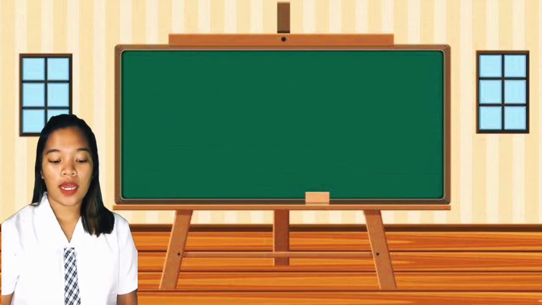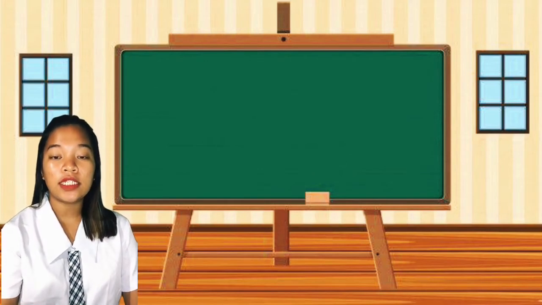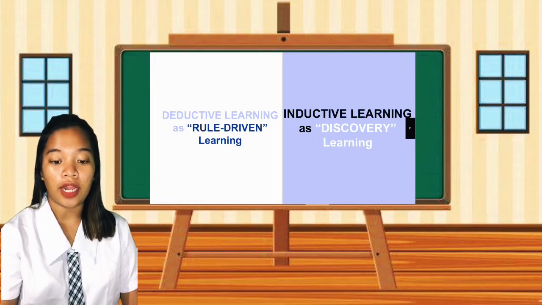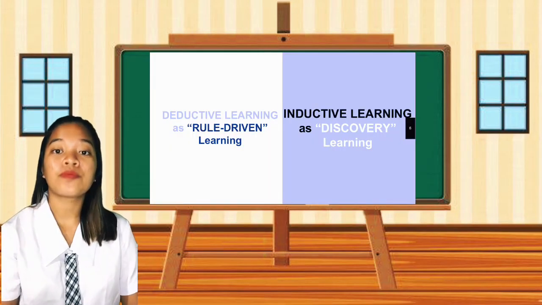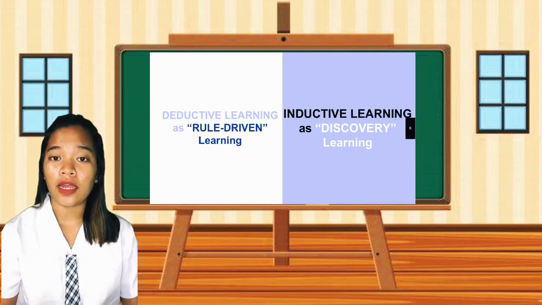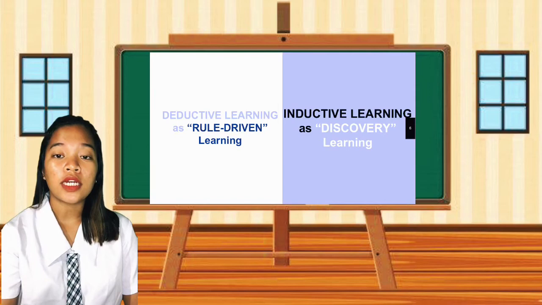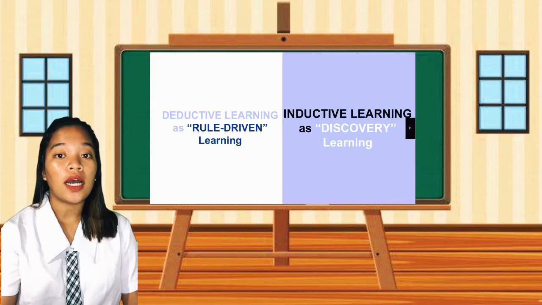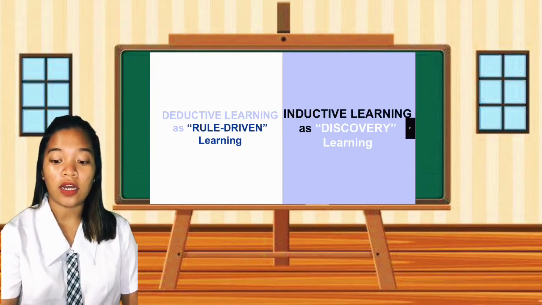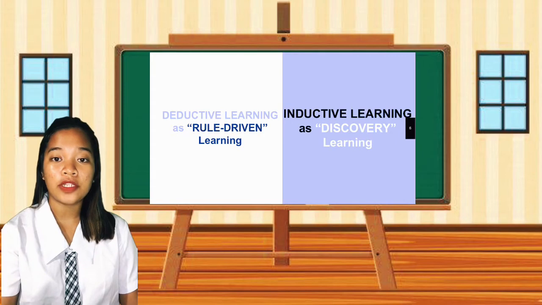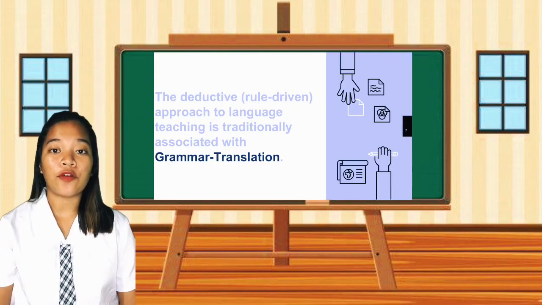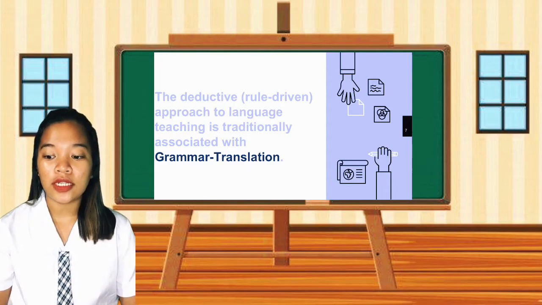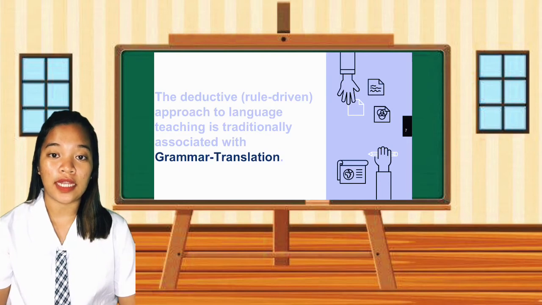Let's proceed. In place of the terms deductive and inductive, it may be easier to use the terms rule-driven learning and discovery learning. Why is it rule-driven learning? Because a deductive approach is based on rules, and an inductive approach is based on the observation of the learner. The deductive or rule-driven approach to language teaching is traditionally associated with grammar translation.